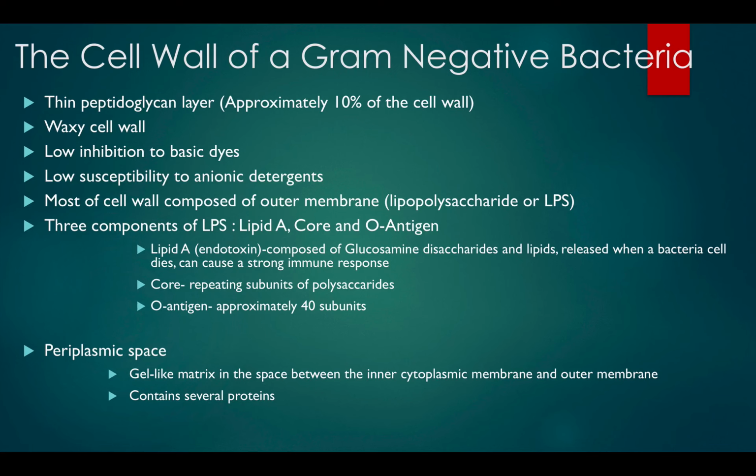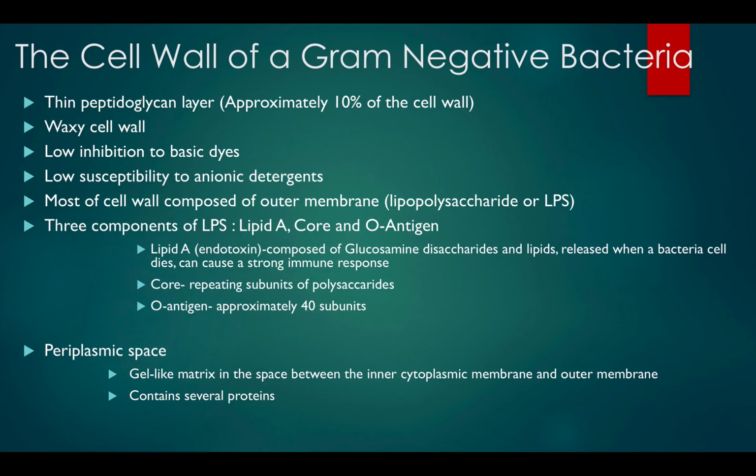The cell wall of a gram-negative bacteria has a very thin peptidoglycan layer. It makes up only about 10% of the cell wall. It's also very waxy. In addition, it has a low inhibition to basic dyes, meaning that it doesn't retain or hold dyes very well. It also has a low susceptibility to anionic detergents.